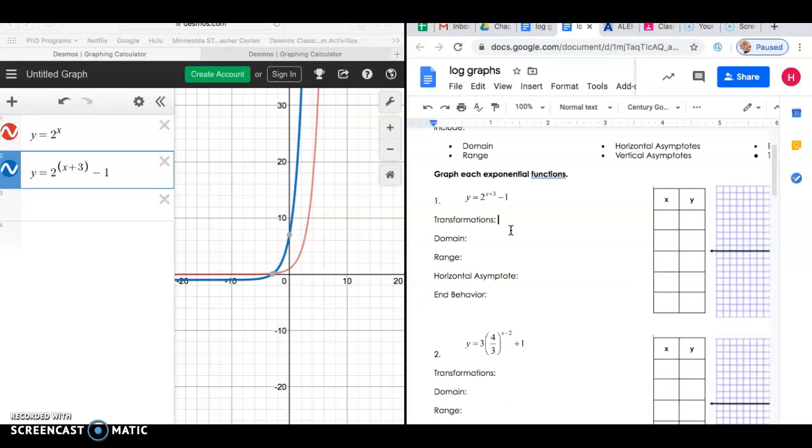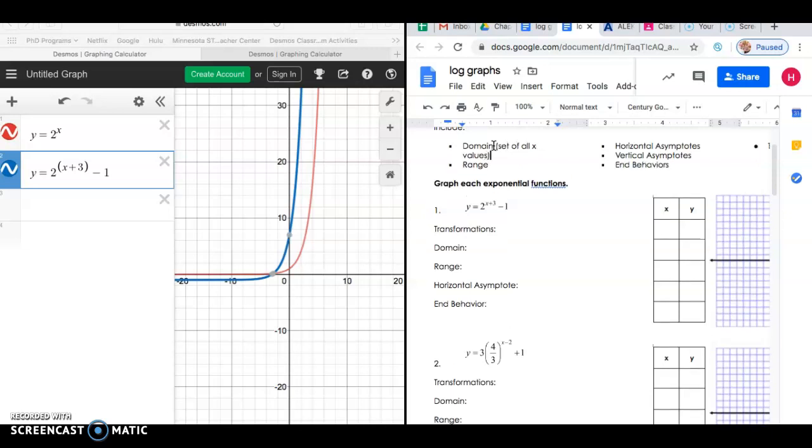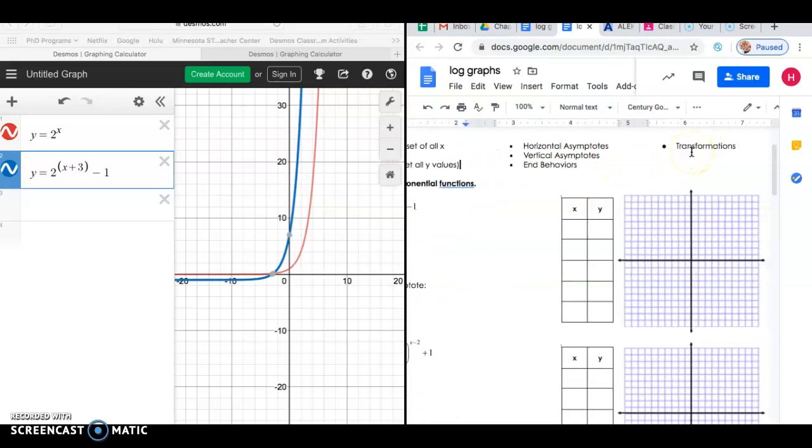So the domain and range, we've done this before, as you guys know, when we were talking about circles, parabolas, all of that. The domain is your set of all possible x values that the graph covers, not just all x values, because all x values go from negative infinity to infinity, but what the graph covers. And the range would then be your set of all y values. All right, those two are pretty simple. We've been doing them for a while now.